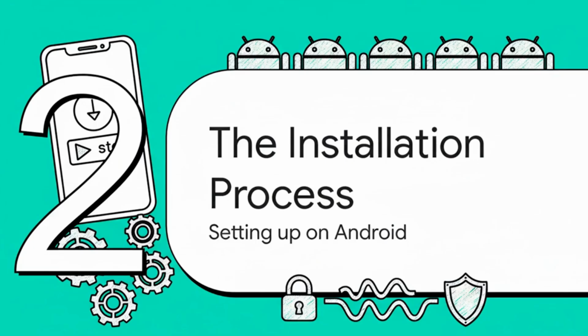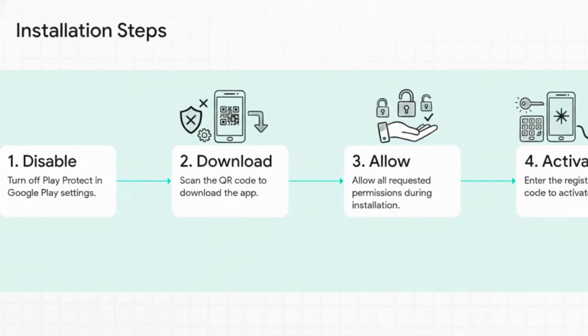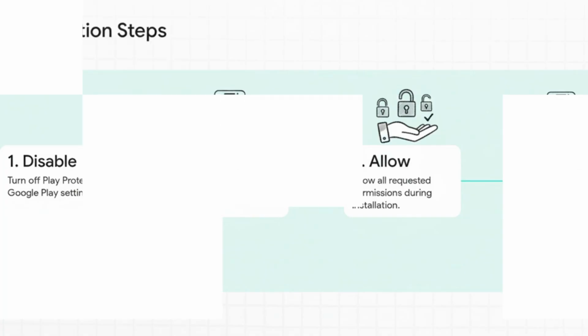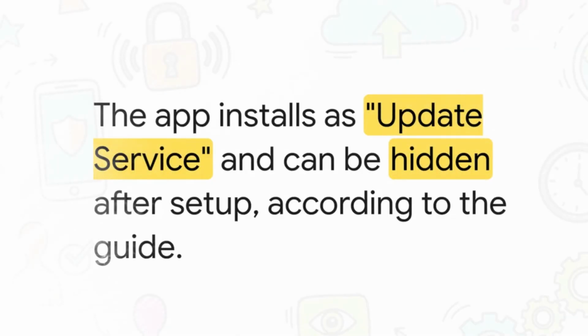How does this thing actually get onto a phone? The guide has a few options, but we're going to focus on the process for installing it directly onto an Android phone. The setup has 4 key steps, and step 1 is a big one. You have to go into the Google Play settings and turn off Play Protect, which is a core security feature. Then you scan a QR code to get the app, and during the install, you have to grant every single permission it asks for. The final piece of the puzzle is typing in a registration code to get it all working. Now this is a really crucial detail.